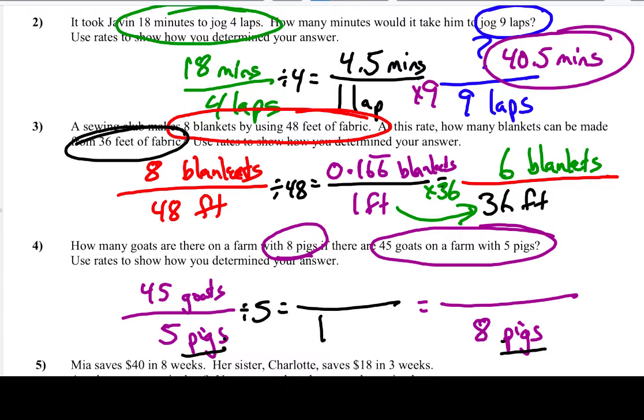5 divided by 5 is 1. So 1 pig, which is what we want. We want a unit rate. How much for one of something? 45 divided by 5 is 9. So our unit rate is there are 9 goats for every 1 pig.